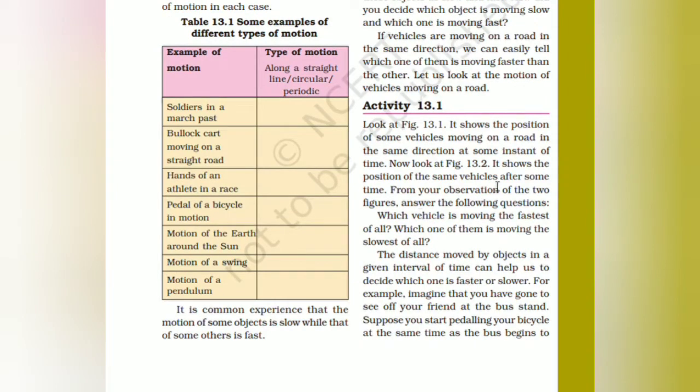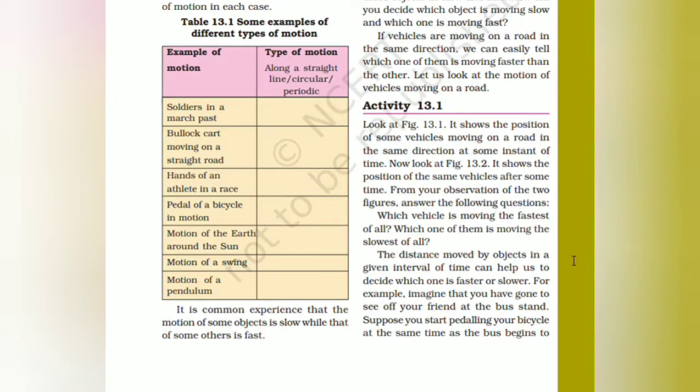It shows the position of some vehicles moving on a road in the same direction at some instant in time. Now look at this. It shows the position of the same vehicles after some time. From your observation of the two figures, answer the following questions. Which vehicle is moving the fastest of all?